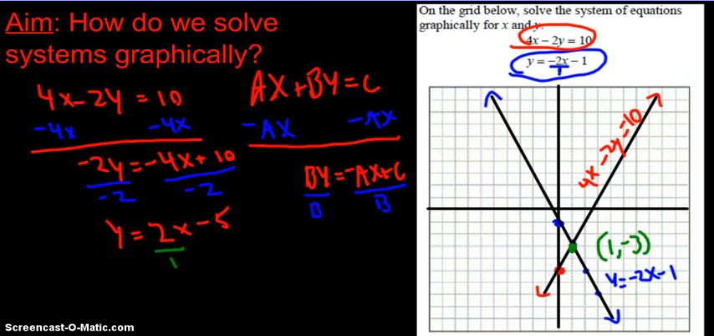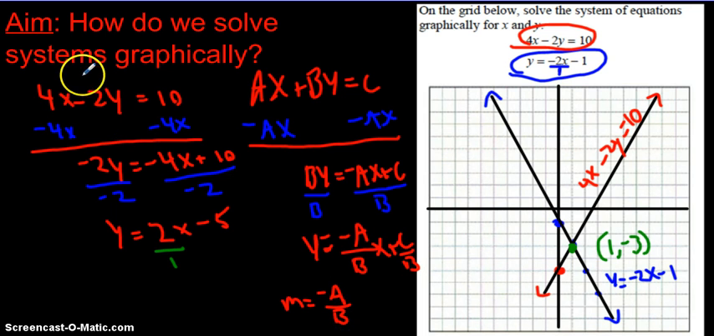And that gives us y is equal to -a/b x plus c over b. So, if you have an equation in standard form, the slope will always be equal to -a/b. So just looking at this, we can see that the slope is going to be -4 over -2, which is just 2, which is what that is.